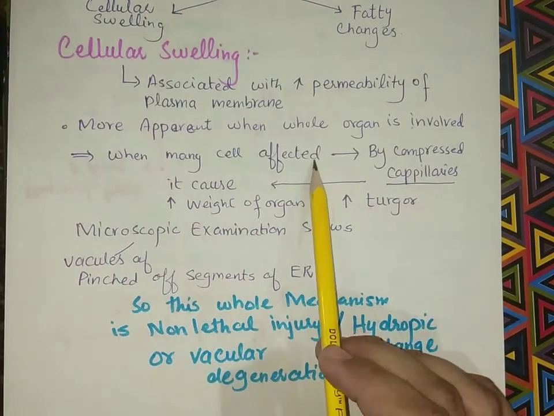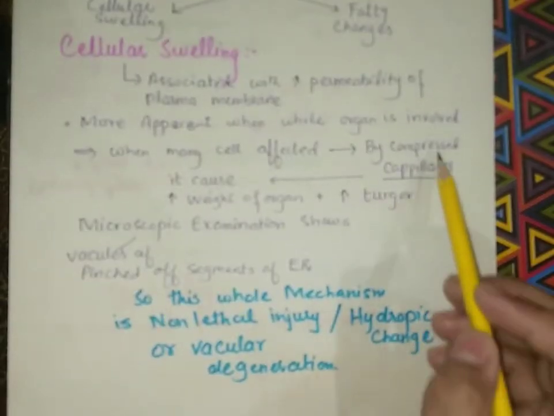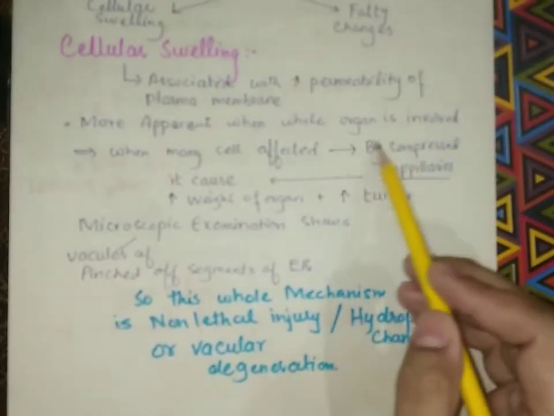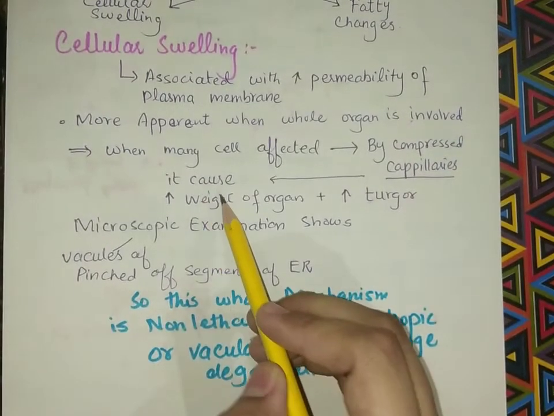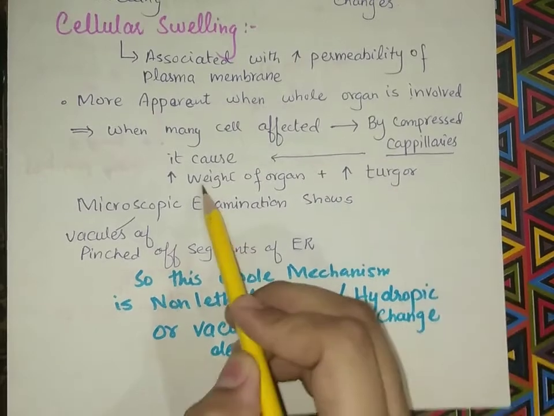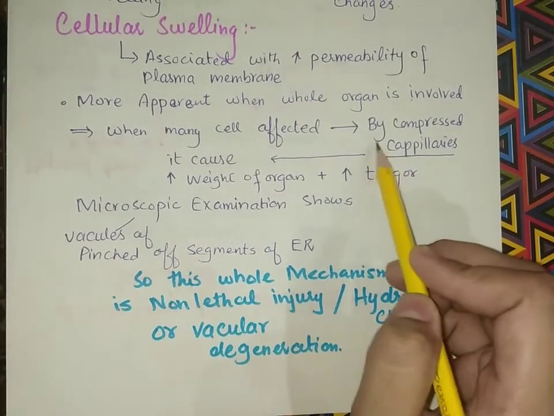When many cells are affected by the cellular swelling, compression of the arteries and small capillaries happens, and it causes increased turgor and increased weight of the organ because of accumulation of water in the organ.